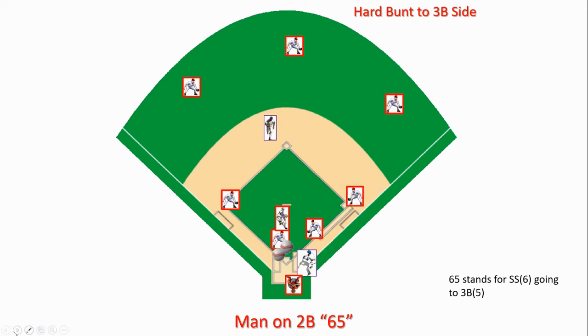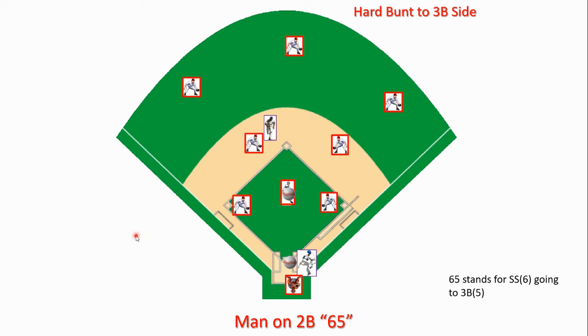And let me go back. All right, so this is play 65. Okay, just forget this up here. Forgot to change the slide. So just remember this, this is play 65. So 6 stands for the shortstop, the 5 stands for him, he's going to go to third base.